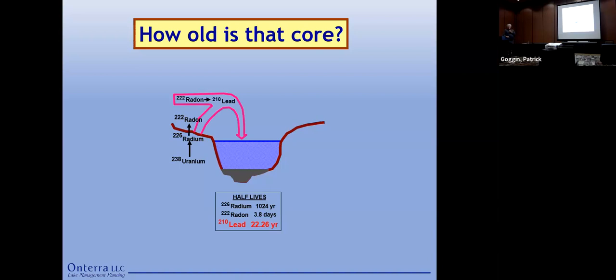Lead-210 has a half-life of a little over 22 years. So what that means is that if you start with 100 parts of lead-210, in 22 years you're down to 50 parts. In another 22 years, you'd be down to 25. So the bottom line is that essentially you can use this to date your sediment cores back to about 130 to 150 years, which is actually the time period we're generally most interested in.